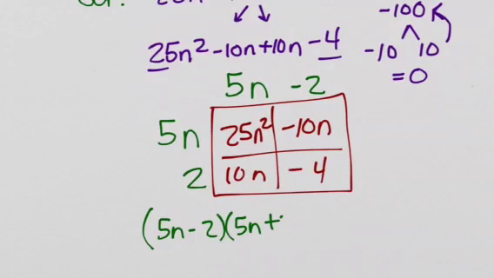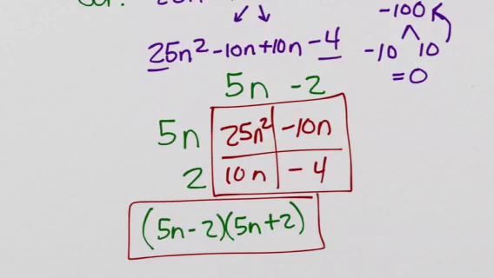times 5n plus 2. And when I check these out, 5n and 2 have nothing in common in both of them, so they're relatively prime. And I can't pull anything else out. They're both linear, so that is the answer. And you'll get that by grouping as well.